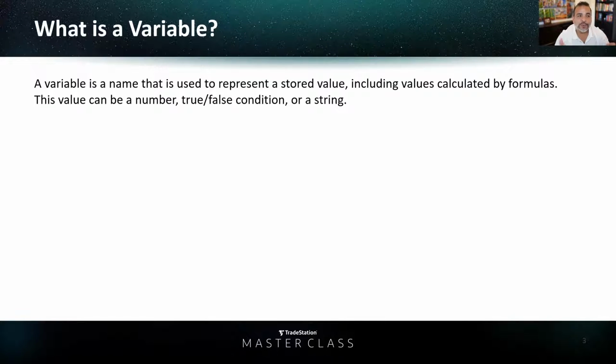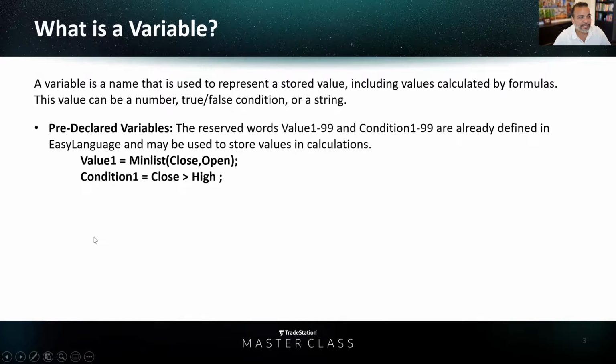A variable stores a value, and the value can be a calculated formula, a true-false condition, or a string. Usually when I talk about variables, I call them little containers because they contain something that you can always reference within your code at any time. That something can be simple, or it can be complex and complicated. One of the benefits of using variables is that it allows you to reference sometimes complicated expressions or formulas without having to retype them every time inside your code.